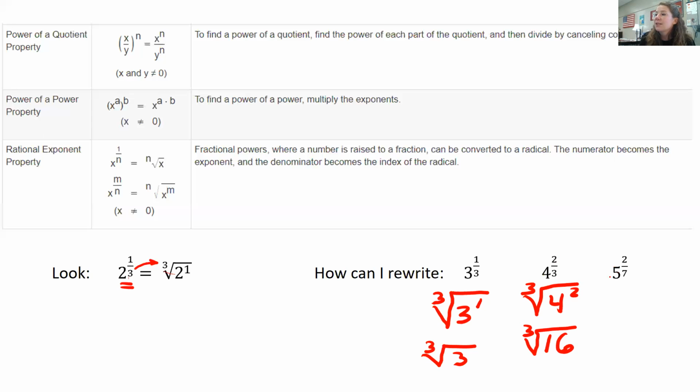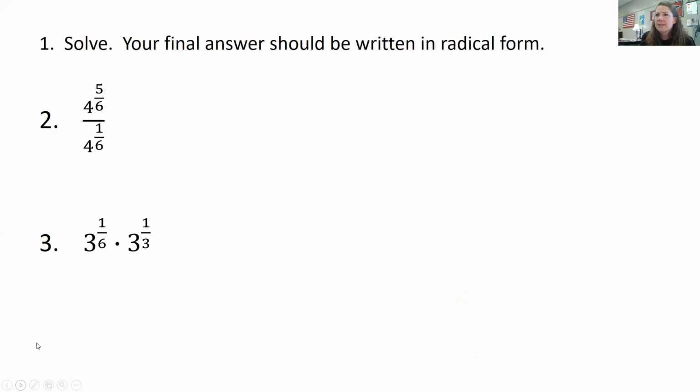Now, how about this one? What's 5 squared? So we're going to leave the 2 with the 5. It becomes the exponent, and our index is a 7. So the 7th root of what is 5 squared? 25. So that's how you convert all of those. So now we're going to use all of those exponent rules together to solve problems in this first lesson.